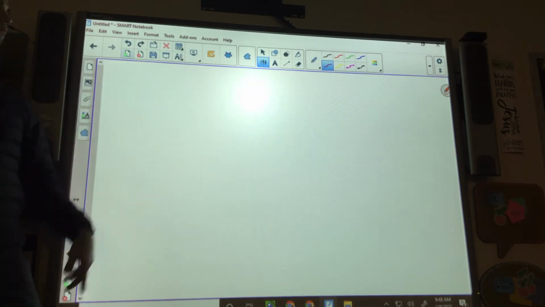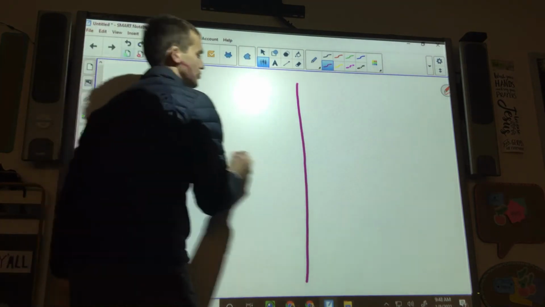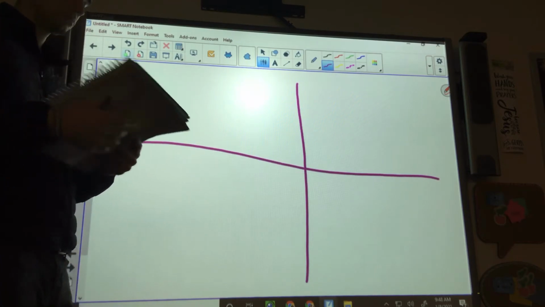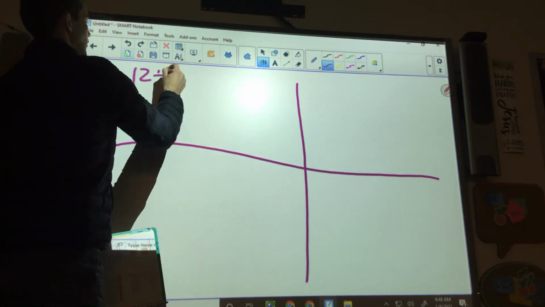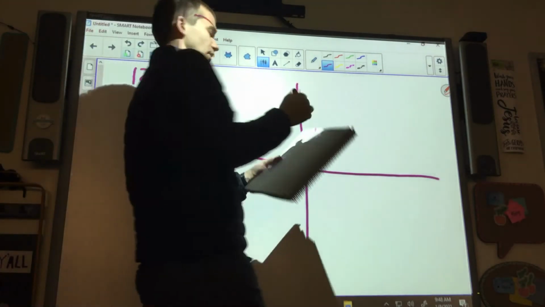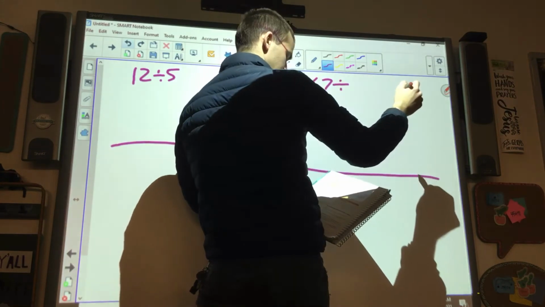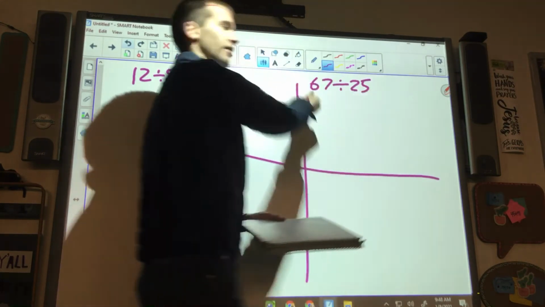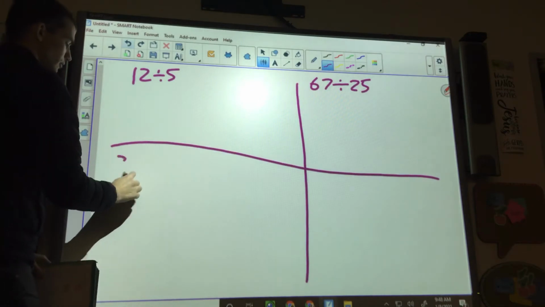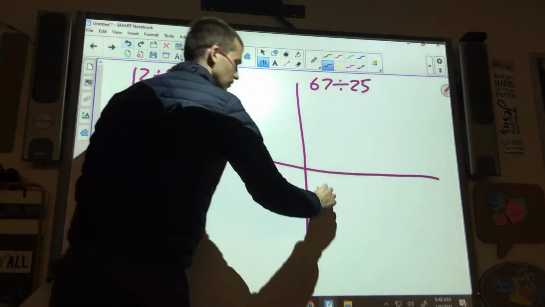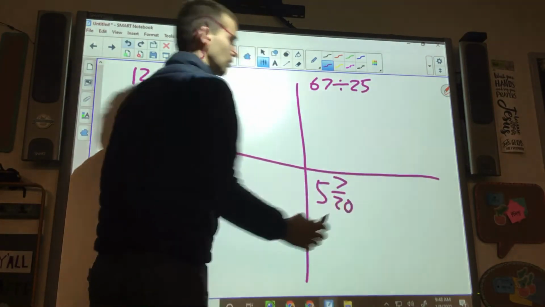All right, time to practice. We're going to put you guys in partners again. Same partners as yesterday. 12 divided by 5. You guys can start as soon as it's on the board. 67 divided by 25. That's a fun one. 3 and 3/5. You can choose which one you want to be with. 5 and 7/20.